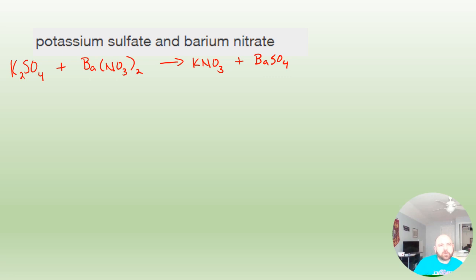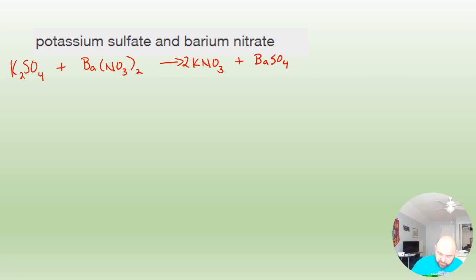We're going to now balance this equation, and we would see that balancing can be achieved by placing a 2 in front of the potassium nitrate to get two nitrates. And our molecular equation is complete. Now we'll try to write the ionic equation.